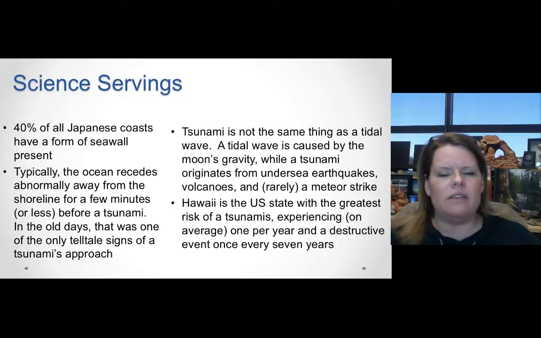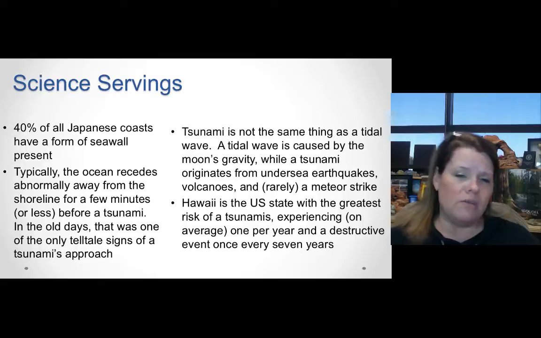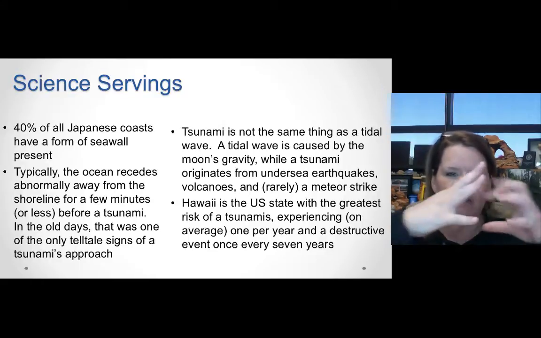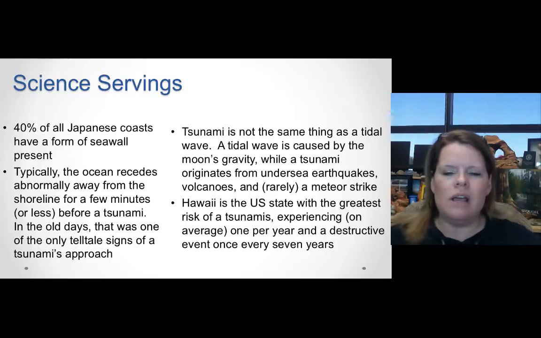A tsunami is not the same thing as a tidal wave, and I would hope that none of you will ever call it that. A tidal wave actually occurs, there's such a thing, and it's caused by the moon's gravity. So most tidal waves are not the same size as tsunamis. We'd have to have the moon right on us to create that kind of massive swelling of water. So what you referred to as a tidal wave as a child is really a tsunami. And understand that tsunamis are created by big displacement of ocean water at the bottom of the ocean floor, like an undersea earthquake, volcanoes, and rarely a meteor strike.